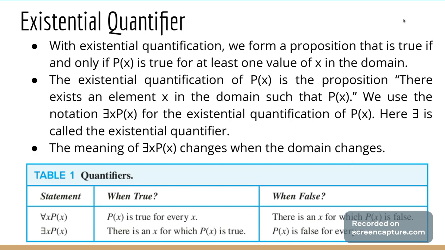Now we are moving to the existential quantifier. In the case of the existential quantifier, I told you there should be at least one value that satisfies the predicate, for that particular P of x, whatever that condition is. So with existential quantification, we form a proposition that is true if and only if P of x is true for at least one value of x. There can be more than one, but there should be at least one.